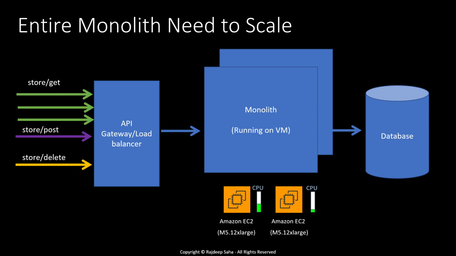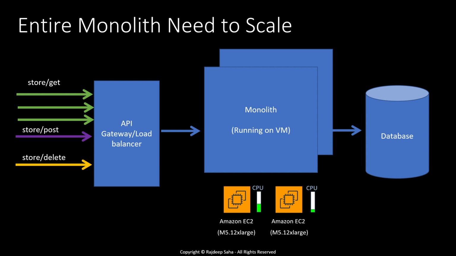So now we have two M5.12xlarge EC2s running, and the CPU utilization for both of those went down. Even though you are using only part of the CPU, you still pay full price for these Amazon EC2s. Since you have to assign a sizable virtual machine for a monolith, you end up paying a lot more.